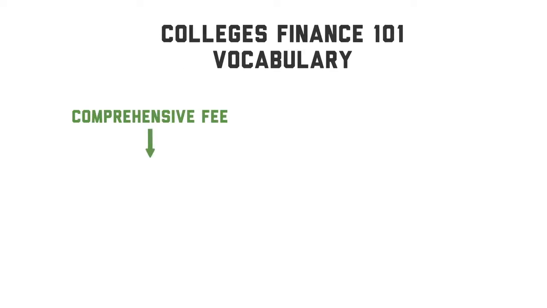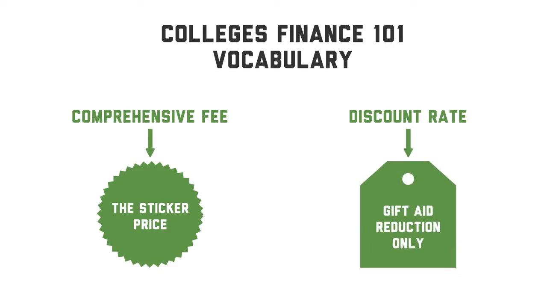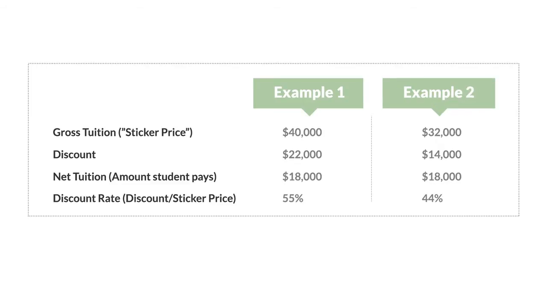The comprehensive fee, that's sort of all in the sticker price of everything. Discount rate, that's the institutional gift aid portion, as opposed to all other forms of aid. We've got two representative schools, one charging $40,000, one charging $32,000, two different discount rates, 55 and 44, and you can end up with the exact same net tuition revenue, but one has a higher sticker price.